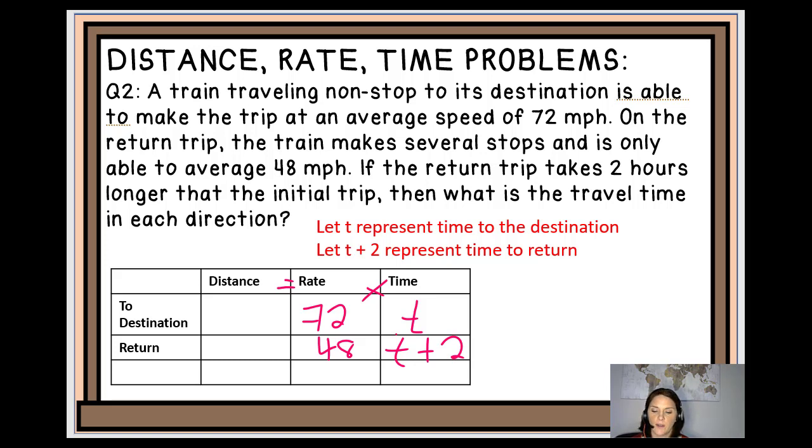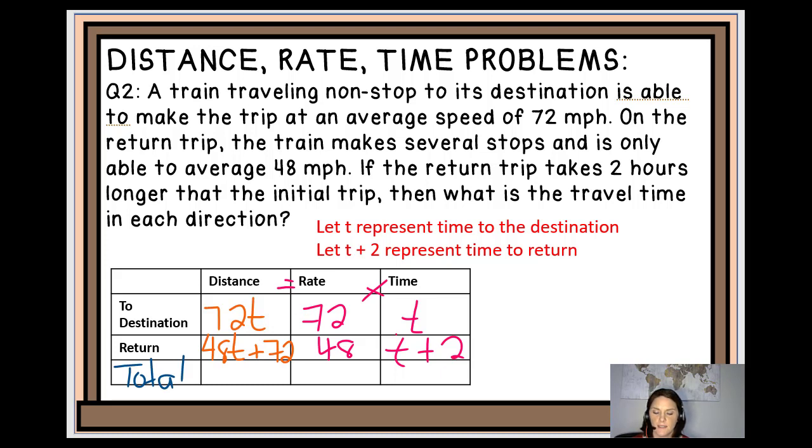So for our distance, we're going to multiply the rate times the time. So 72t is to the destination. And we need to make sure we remember to use the distributive property, so 48 times t plus 2. So 48t plus 96.